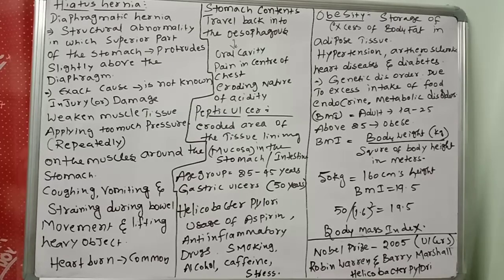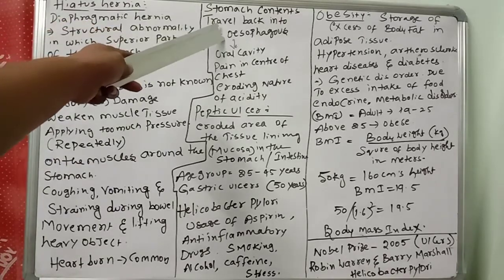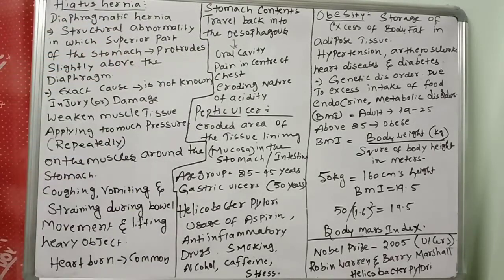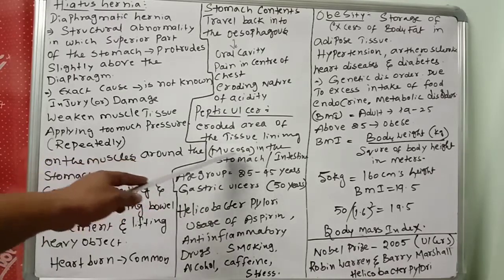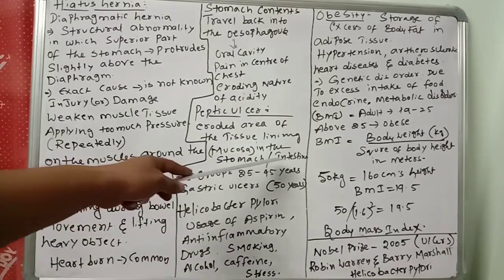Injuries or damage, maybe weakened muscle tissues, applying too much pressure repeatedly on the muscles around the stomach, then coughing, vomiting, straining during bowel movements also, lifting heavy objects at the time, heartburn will take place. So what will happen? Stomach contents travel back into the esophagus. So esophagus to oral cavity, the pain in the center of the chest. So the eroding nature of acidity will take place. Then peptic ulcer, an eroded area of the tissue lining, especially mucosa in the stomach and intestine.